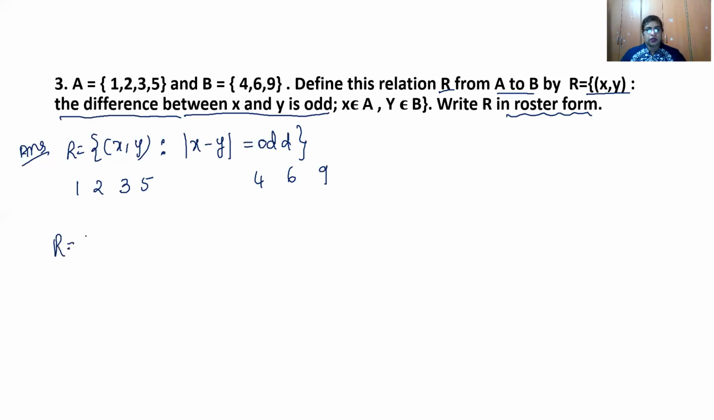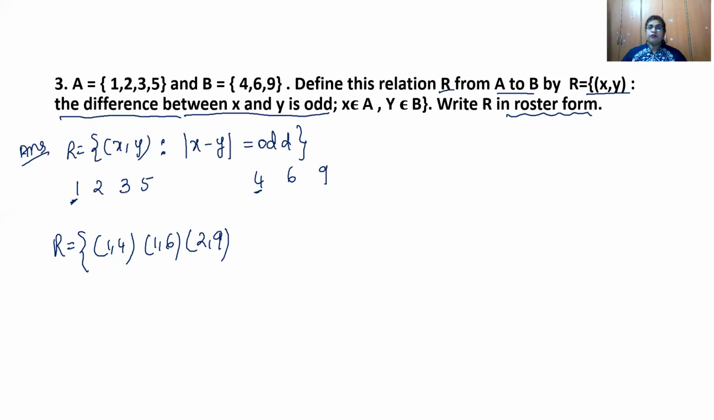So R is equal to, let us start with 1 with 4. 4 minus 1 is 3, an odd number, so (1, 4) comes inside R. Next 1 with 6. 6 minus 1 is 5, yes, so (1, 6). What about (1, 9)? 9 minus 1 is 8, which is not an odd number, it is even, so that does not come in our R. Leave 1, go to the next one. 2 with 4, even number. 2 with 6, 6 minus 2 is 4, not possible. 2 and 9, 9 minus 2 is 7, an odd number, yes, so (2, 9) comes into R.